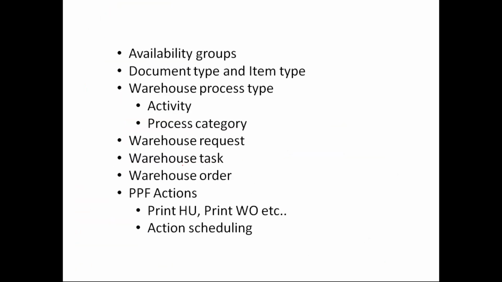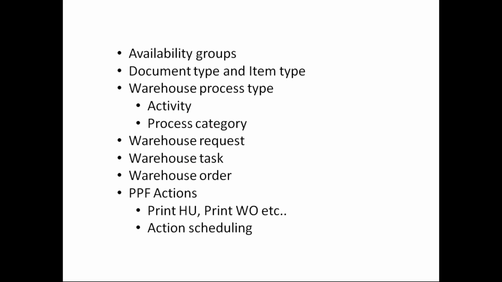And we also have some other terminology which we use in EWM. So this is like availability group, document type, item types. Availability groups will represent storage locations of ERP. In EWM, we don't have a terminology called storage location. So we can use this availability group to determine storage location in EWM. Or you can say availability group is equivalent to storage location in EWM, and this availability group will play an important role in determining stock types.